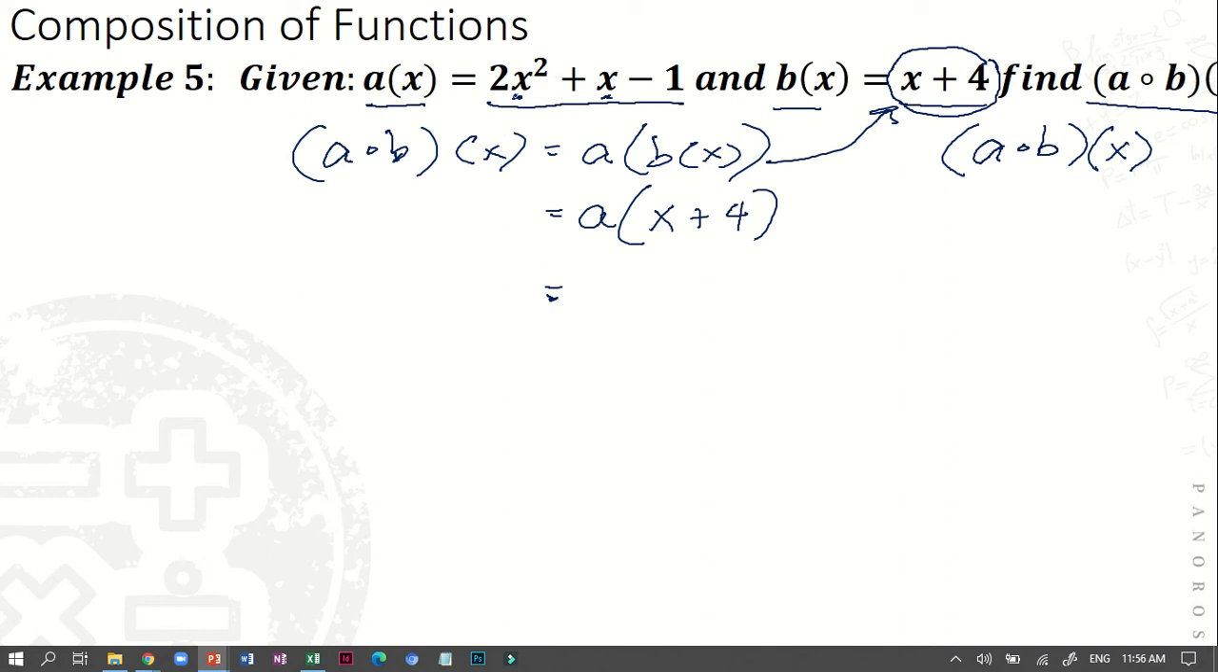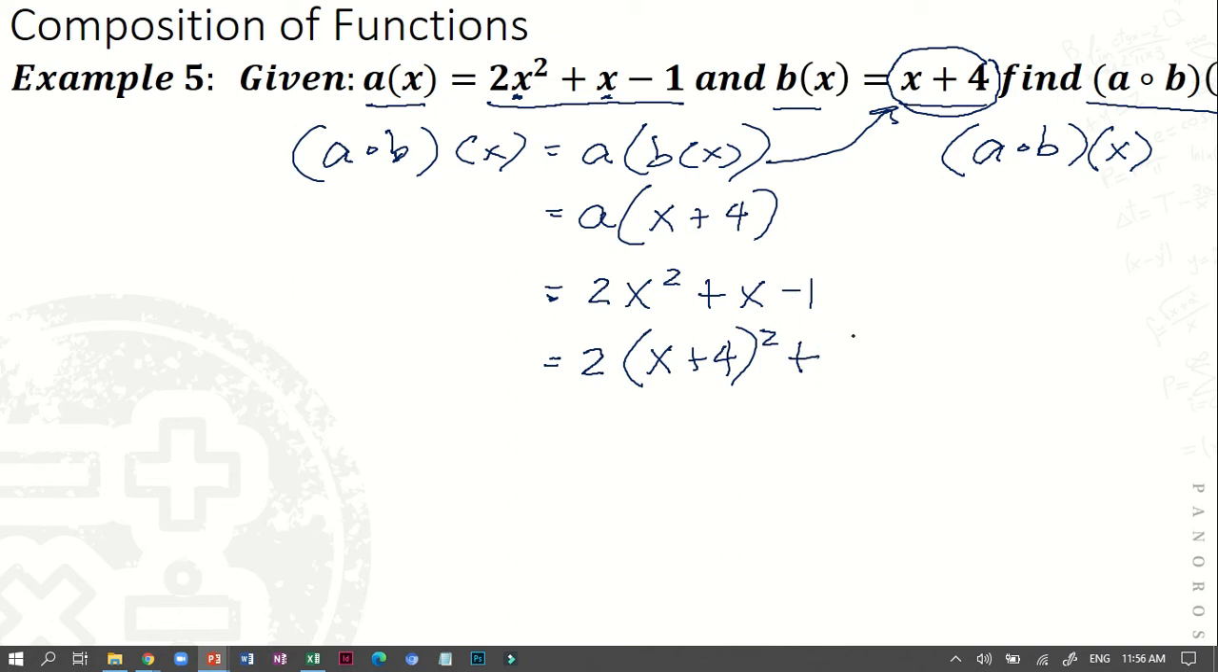Sabihin muna natin ang value ni a of x. So we have 2x squared plus x minus 1. And then substitute. Tanggalin ng x. So we have 2 times. Tanggalin ng x. Palitan ng x plus 4. X plus 4 squared. Ang sagot dyan mamaya, ang solution dyan ay FOIL method. FOIL method tayo dyan.